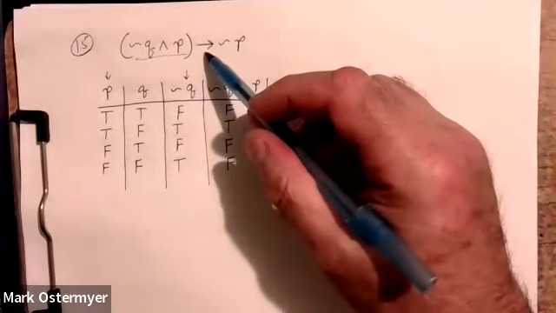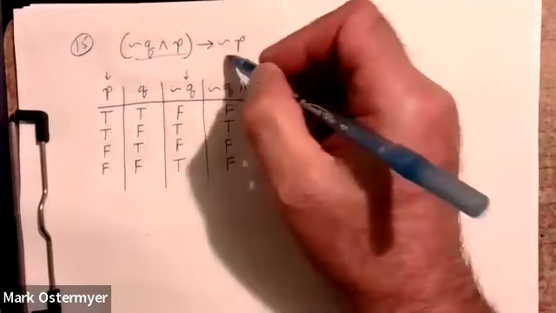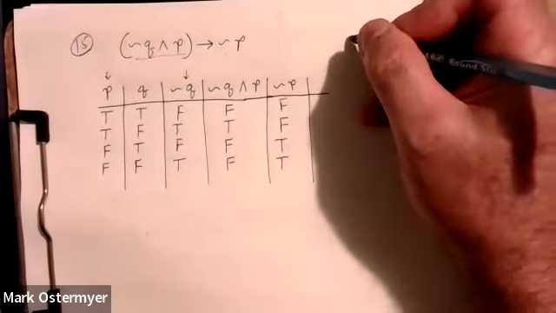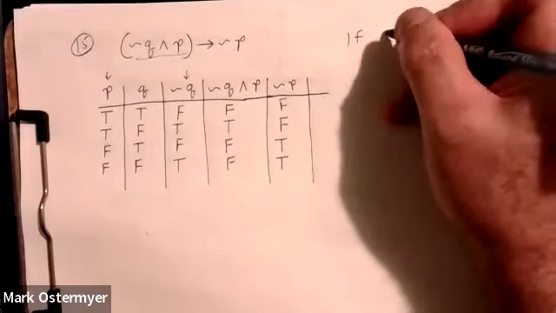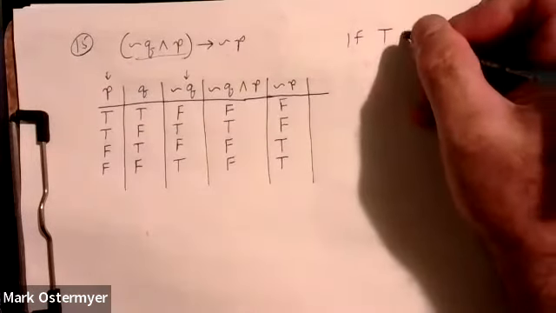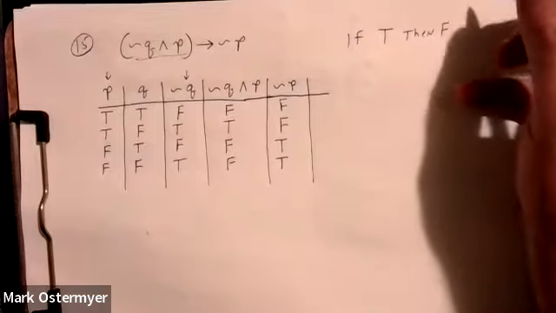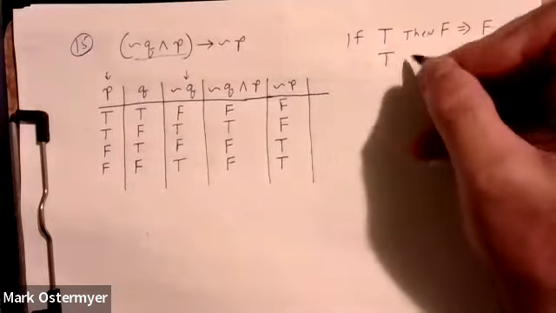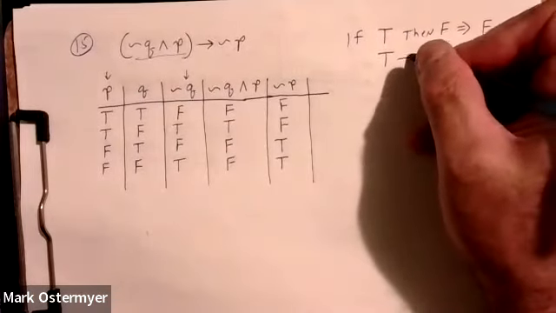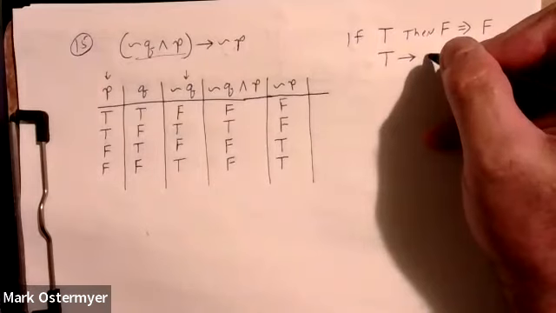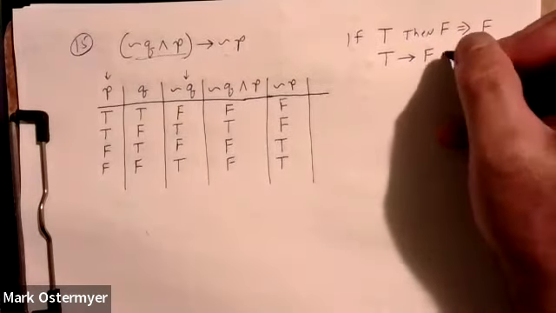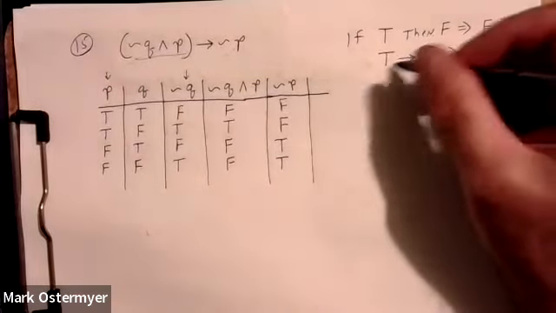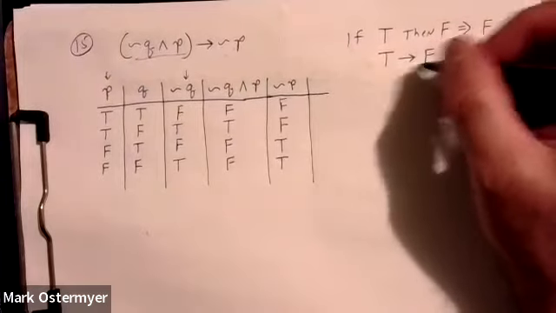Finally, we can deal with the conditional. If this, then this. Keep in mind, the only time a conditional is false is if true, then false. So in general, if the antecedent, the first statement, is true, and the second statement, the consequent, is false, then the conditional is false. Other than this situation right here, a conditional is always true.